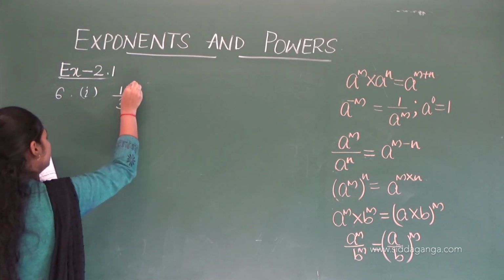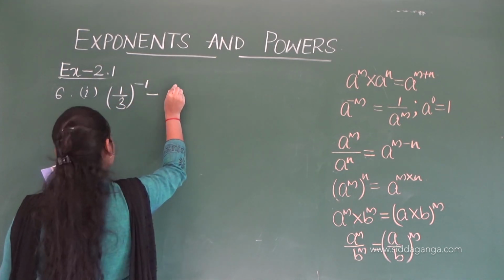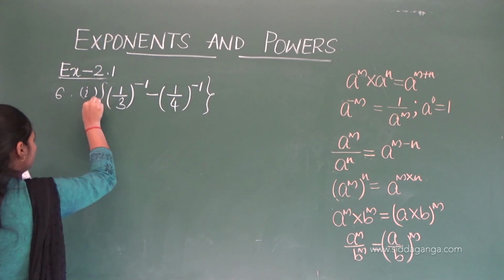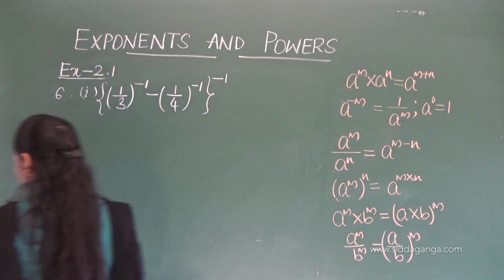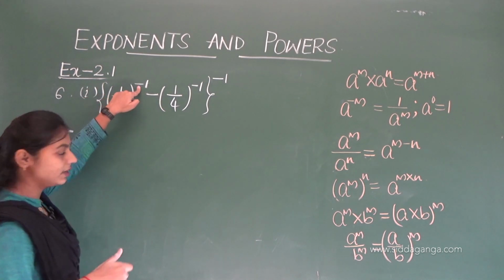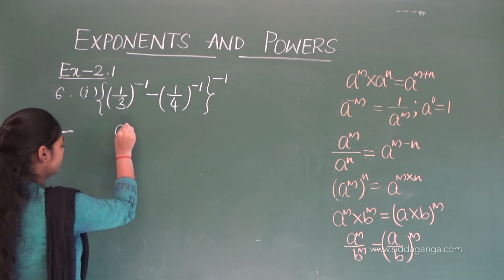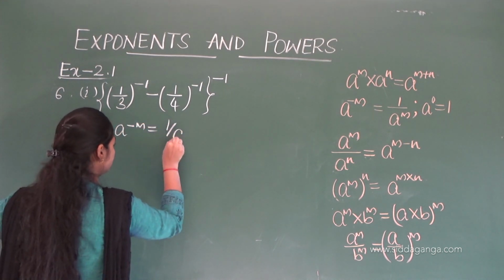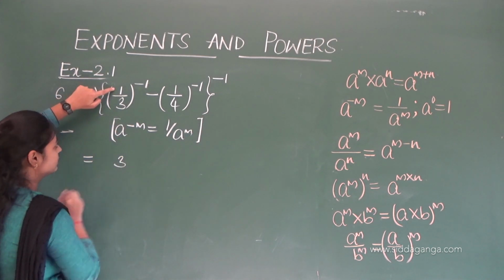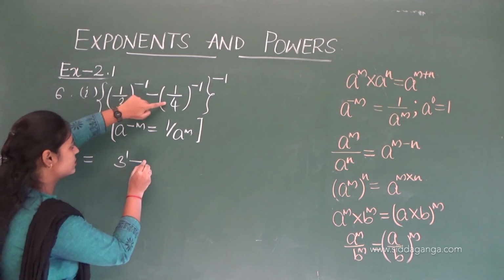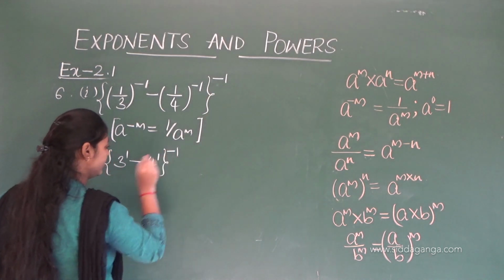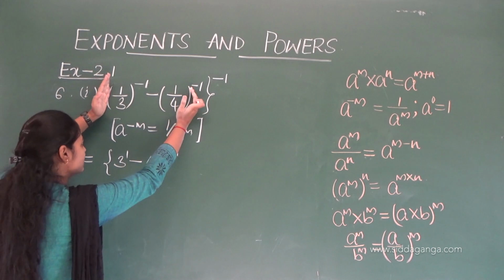One divided by 3 whole power minus 1 minus 1 divided by 4 whole to the power of minus 1, whole to the power of minus 1. 1 by 3 whole power minus 1. So a to the power of minus m is equals to 1 by a to the power of m. So you can write this as 3 power 1 minus 4 to the power of 1 whole to the power of minus 1. So we have simplified only what is inside the bracket.